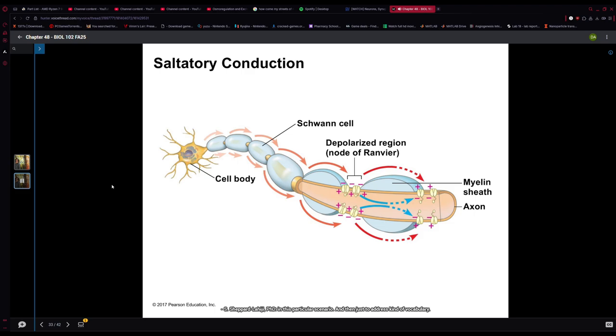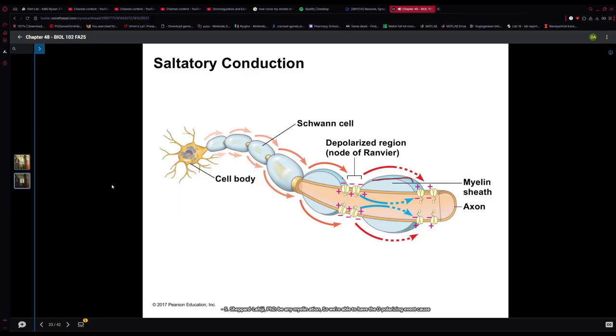And then just to address the vocabulary here, you have the node of Ranvier, which is just, as is often the case, based on the scientists that discovered this event that was taking place within the neurons, and these are the specific gaps that are seen within the myelin sheath. So where you have these nodes, there's not going to be any myelination.